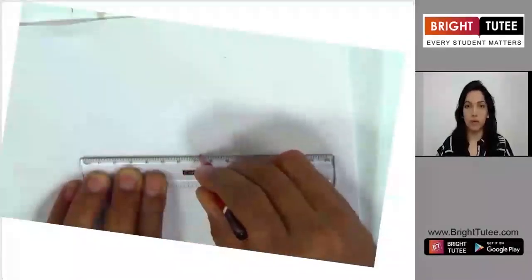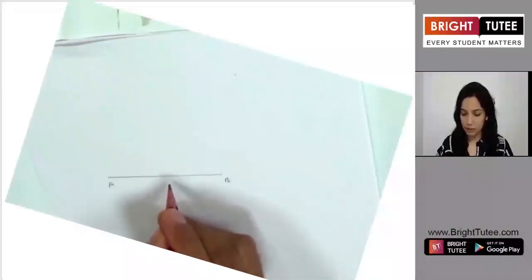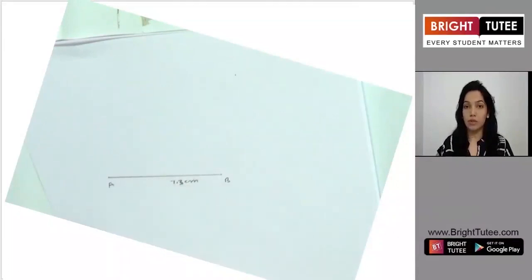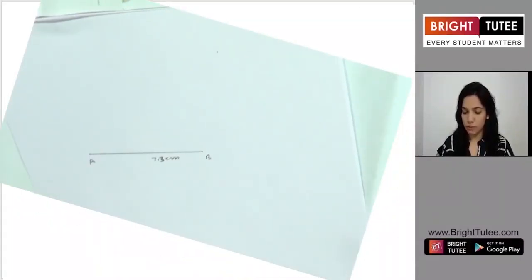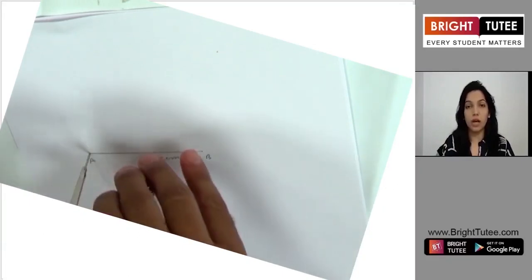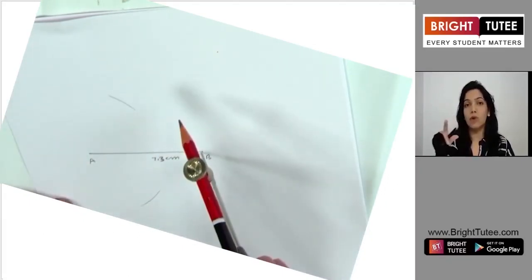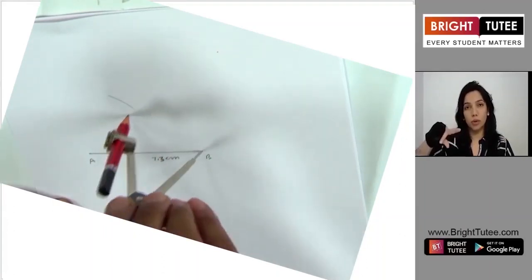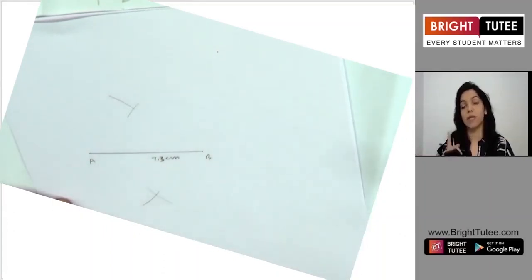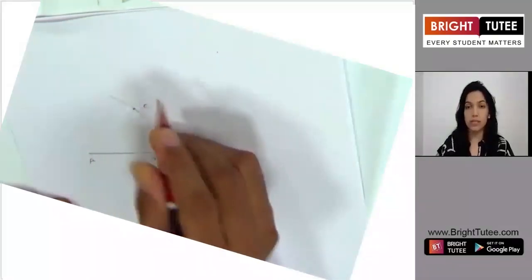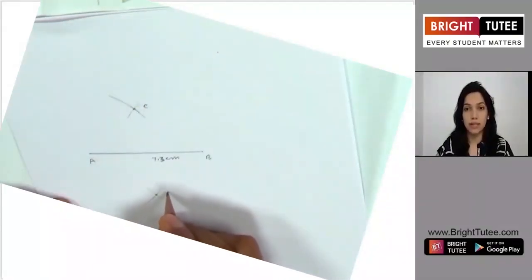So here you have drawn AB, which is measuring 7.3. Then what you need to draw? You need to draw the perpendicular bisector of it. So you open the compasses to any suitable length, right, which is greater than half of AB. So here you have drawn this first arc, then you mark another arc here, and then keeping the same compass opening and putting the pointer at B, you make another two arcs, making sure that they are intersecting the previously drawn arcs. So making this as point C and marking this as point D, right?